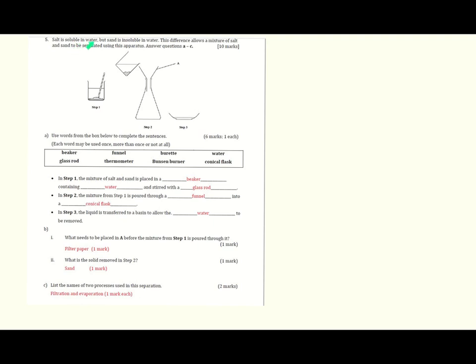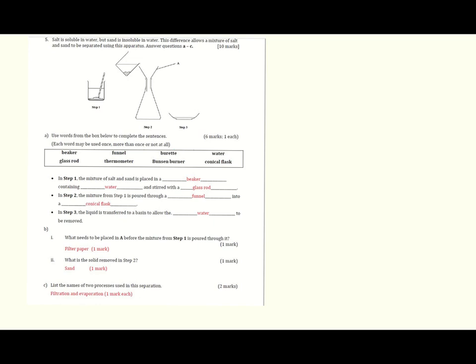Salt is soluble in water, but sand is insoluble in water. This difference allows a mixture of salt and sand to be separated using this apparatus. Answer questions A to C. It's very simple. If you have a mixture of sand and salt, first dissolve the salt in water and use a glass rod to make sure the salt dissolves completely. Then make a filtration, filter out the sand, and the salt solution will be the filtrate. Then put the filtrate in the evaporating basin and allow the water to evaporate; the salt will be left behind.